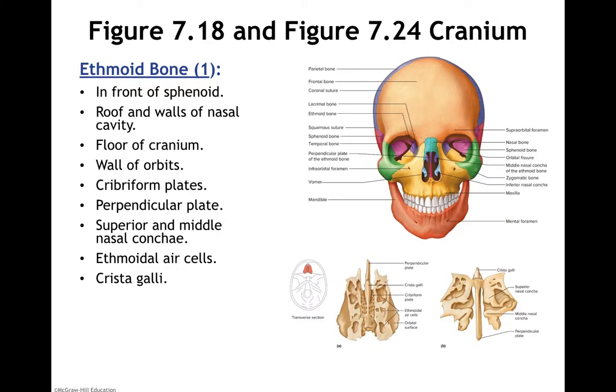Ethmoid bone is in front of the sphenoid bone. It's the roof and walls of the nasal cavity, the floor of the cranium, the walls of the orbit. This is where we have cribriform plates, which will become important when we talk about the sense of smell, the sense of olfaction. The perpendicular plates are there, as well as the superior and middle nasal conchae. Ethmoidal air cells are found in the ethmoid bone. Also there is the crista galli.